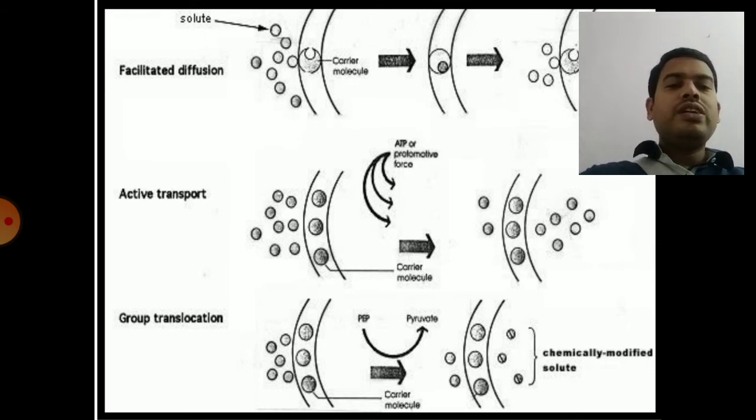And in group translocation, the solute particles are transported from the outer membrane to the inner membrane with the help of a group of proteins and energy obtained from phosphoenolpyruvate. In this process, phosphoenolpyruvate is converted into pyruvate, and the energy in the phosphoenolpyruvate is utilized by the group of proteins during the transport of the solute molecules. So these are the other three kinds of diffusion processes across the plasma membrane.